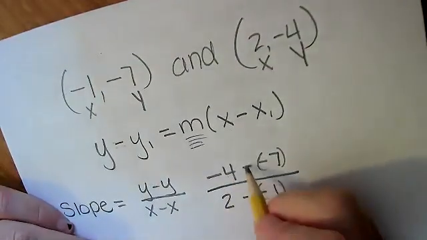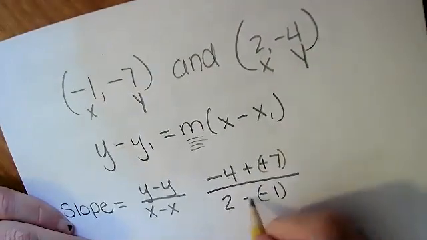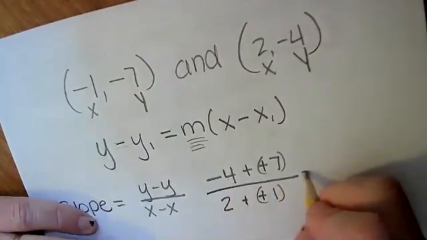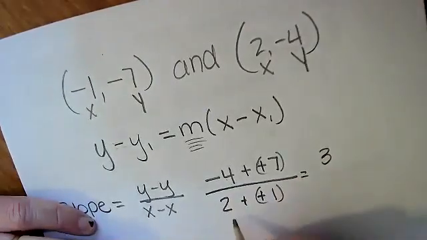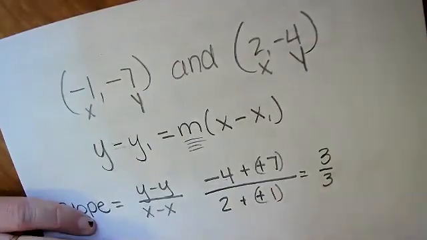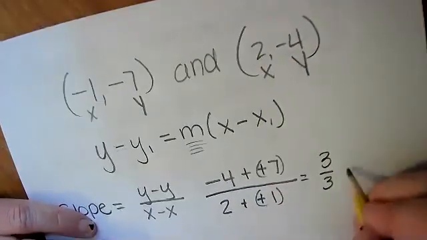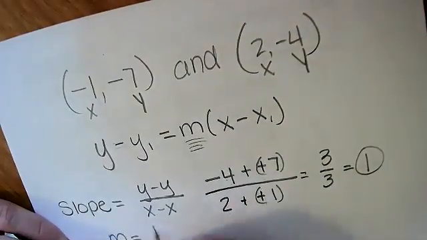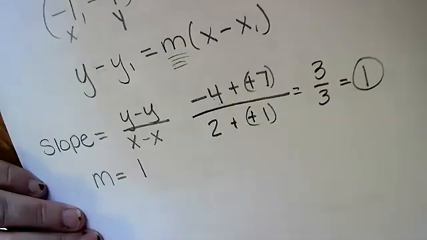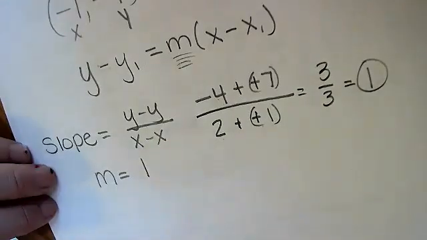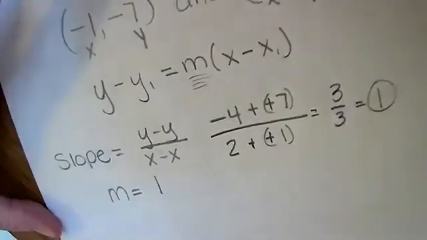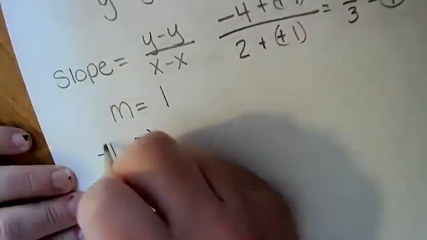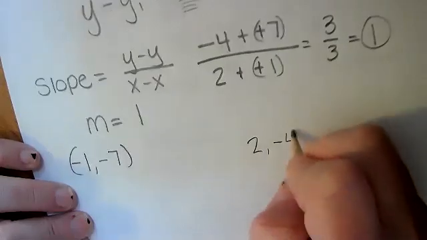Okay, keep, change, change, keep, change, change. So -4 plus 7 is 3. 2 plus 1, oh my goodness, is also 3. 3 divided by 3 is 1. Your slope is 1. Okay, done. That's the hardest part, because now watch this. You've got 2 coordinates. You have -1, -7. And you have 2, -4.